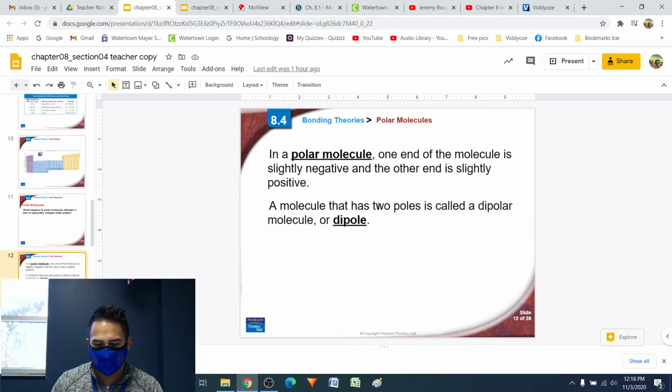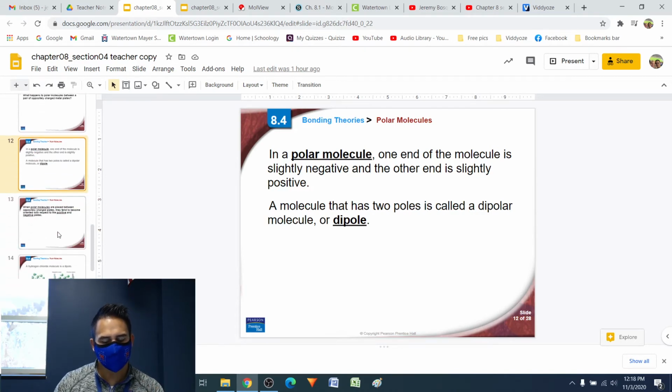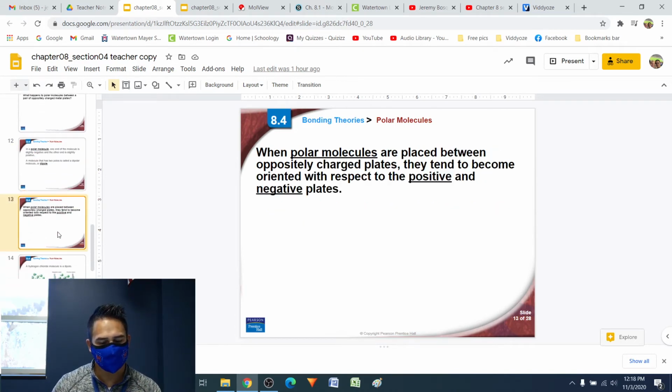So a molecule that has two poles is what we call a dipolar molecule or a dipole. You don't need to worry about that term, but anyway. Other than the fact that polar molecules are good at dissolving a lot of things, the other thing is they will interact with magnetic plates and magnetic fields.